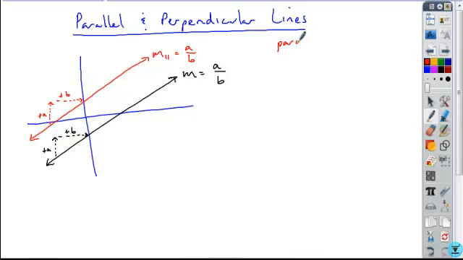So parallel lines have slopes that are equal.